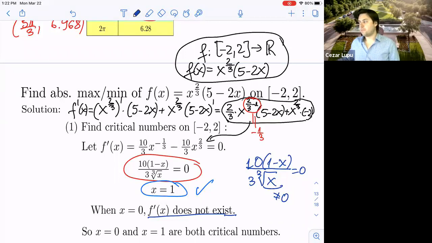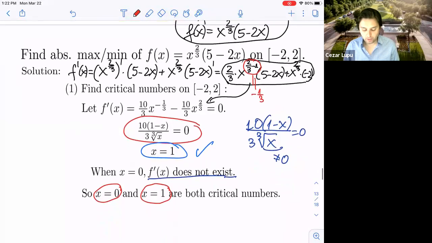Okay, great. They're critical numbers, I agree with that. But which one is which? In fact, I would like you to tell me, which one do you think is an absolute min or an absolute max? Or are there any other points that we need to evaluate? So what do we need to do at this point? We need to evaluate, right?